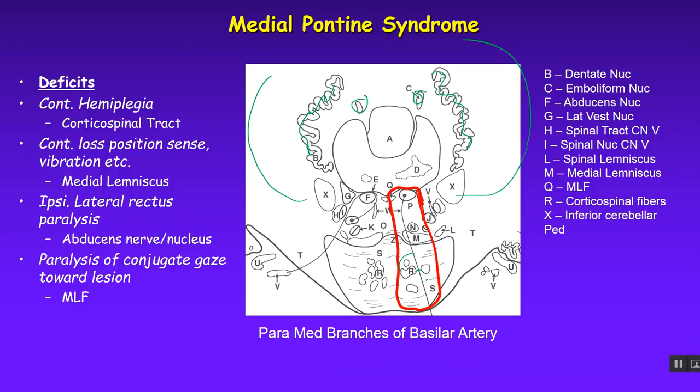You will have some contralateral loss of position sense and vibration because of the medial lemniscus. Here's the medial lemniscus here. Remember, in the pons, the medial lemniscus runs in more of a medial-lateral arrangement. Down in the medulla, when it crosses over, it's more anterior-posterior, but it turns more medial-lateral here. That information has already crossed over at the decussation of the medial lemniscus in the upper medulla, so it's getting blocked up here, and so that's causing contralateral loss of position sense.